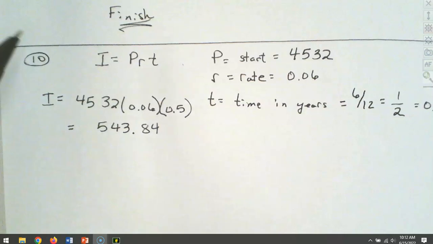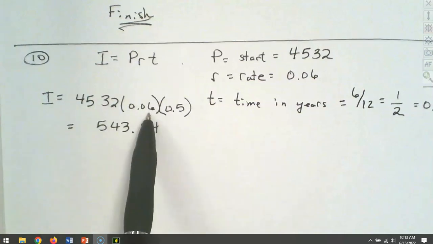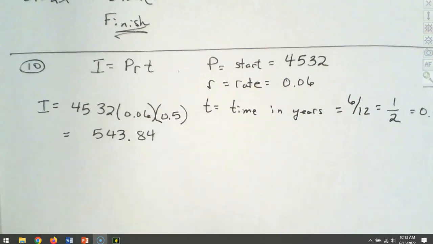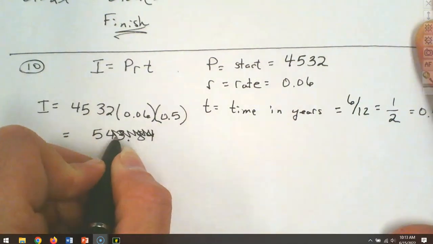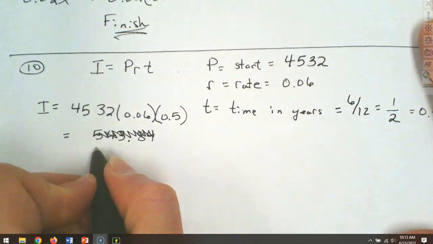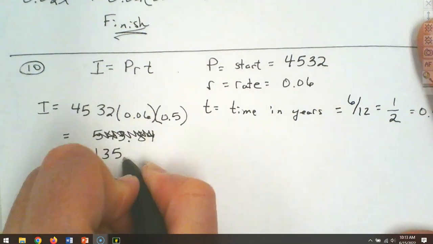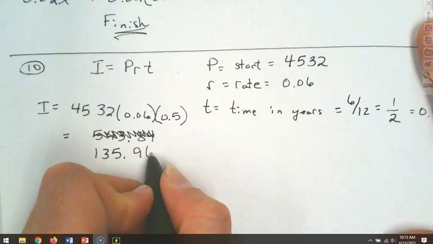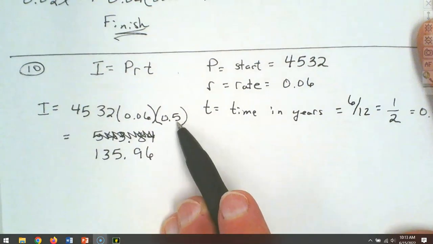So we've got 6%, that's there. 6 months, that's there. Let me double check and make sure I didn't lose a decimal. Yep, I did. I think I put multiply by 5 instead of multiply by half, and that should be $135.96, sorry about that. I just multiplied it by 5 instead of 0.5.